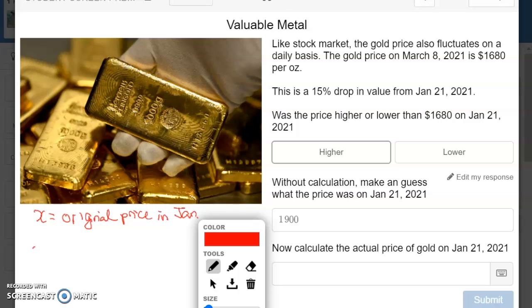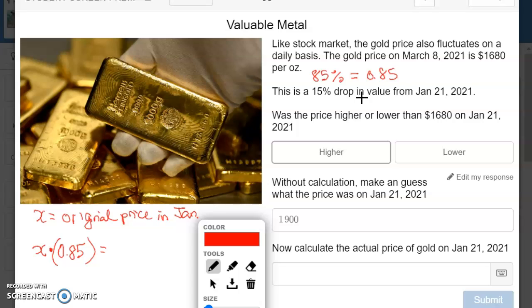I know that X times, okay, so a 15% drop means we are going to decrease it. So we need to subtract 15 from 100. 100 minus 15 is 85%. So 85% is what I want, and 85% in decimal is 0.85. So I know that when I multiply the original price by 0.85, it's going to give me the final price.